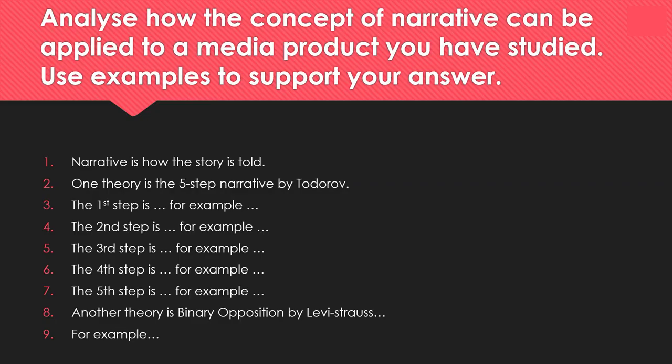I personally think these are the easiest theories that you can apply and the easiest to write out an answer. If you're asked to analyse how the concept of narrative can be applied to a product you've studied, you just need to think about a film and start applying the 2 different theories to it. So you could say introduction, what narrative is. Then you could say one theory is by Todorov and say the 5 steps and apply them to the film. Another theory is by Levi-Strauss, and then explain how that applies to that film as well.